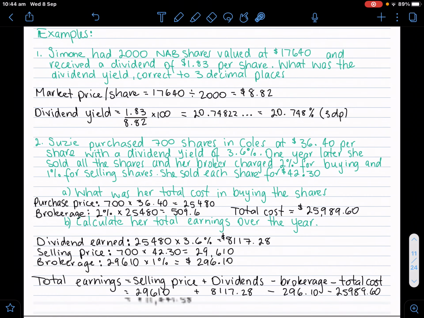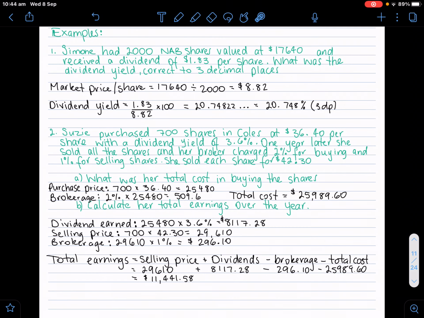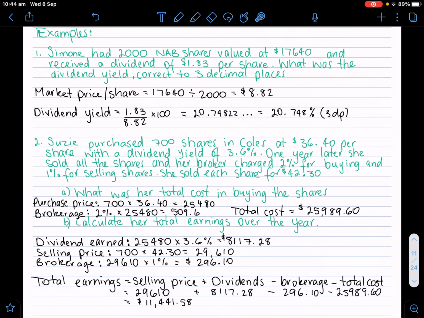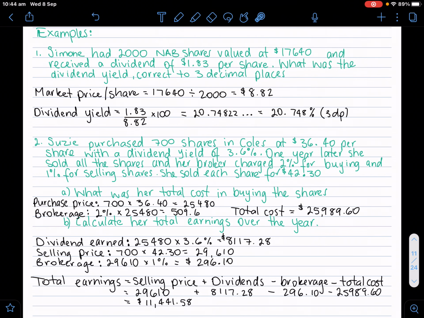So Simone had 2,000 shares valued at that much and received a dividend of that much per share. What was the dividend yield correct to 3 decimal places? So we're going to use a dividend yield formula, and we need to know first the market price per share. So if all the shares cost 17,640 and she had 2,000 shares, we're going to do the market price divided by how many shares we have. So it's going to be 17,640 divided by 2,000, which gives us per share is $8.82.